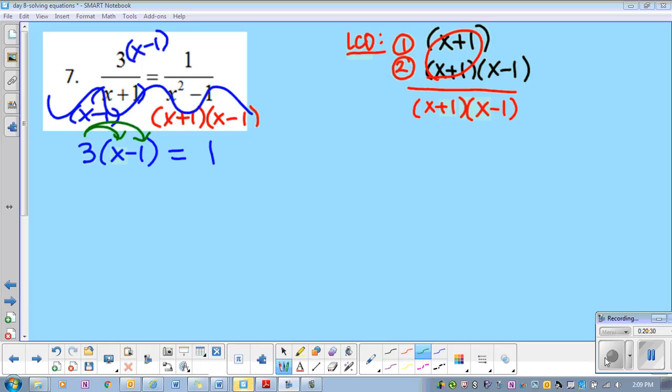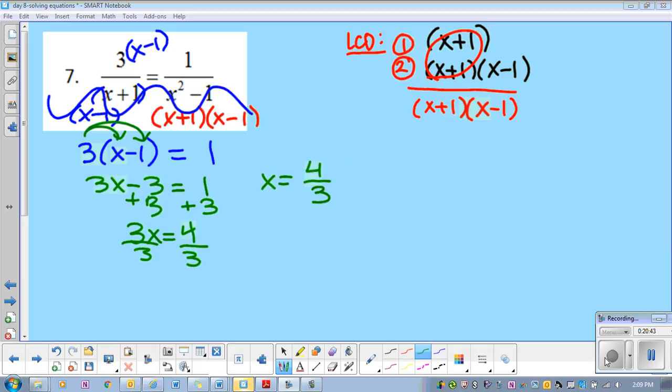Did you distribute? Did you get x equals 4/3? Yeah. Perfect. I got x equals 1. No, because it's minus 3. So you've got to add the 3. Okay. All right, so x equals 4/3.